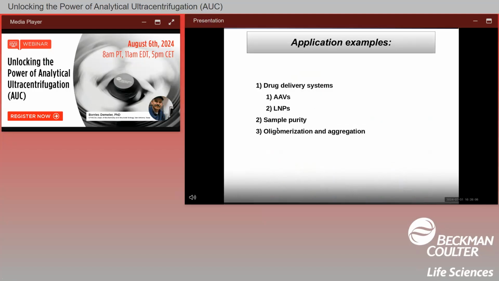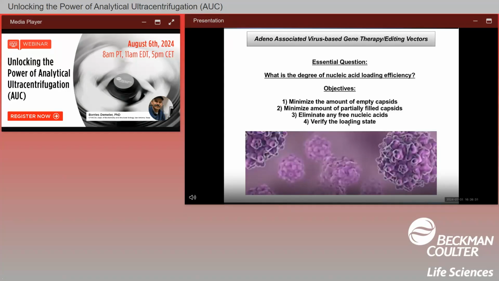So now let's look at some applications that can be studied by analytical ultracentrifugation. Let's start with drug delivery systems like AAVs and LNPs, and then look at sample purity, oligomerization, and aggregation as some other examples, which I will show.